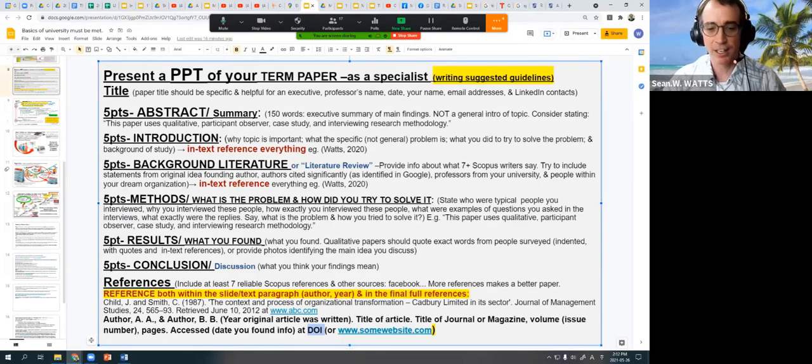Every reference so far we have said the author's name, good. We said the year that it was written, that's good. We said the article title or the title of the paper, it's the same thing, that's good. But they forgot to tell us this. They didn't say the title of the journal or the title of the magazine. Scopus is not the name of a magazine.